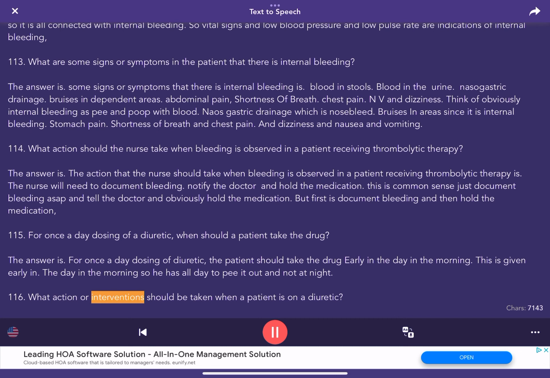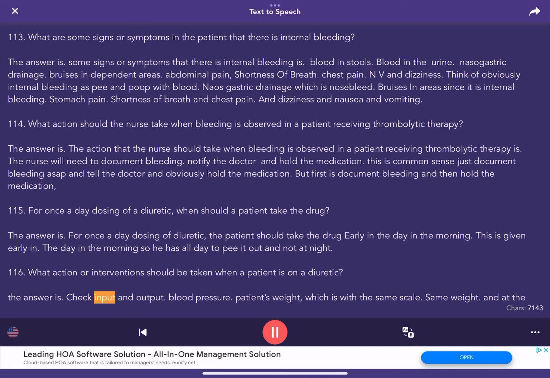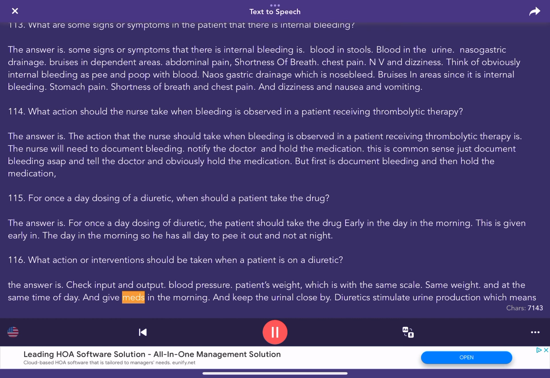116. What actions or interventions should be taken when a patient is on a diuretic? The answer is check input and output, blood pressure, patient's weight, which is with the same scale, same weight and at the same time of day, and give meds in the morning, and keep the urinal close by.